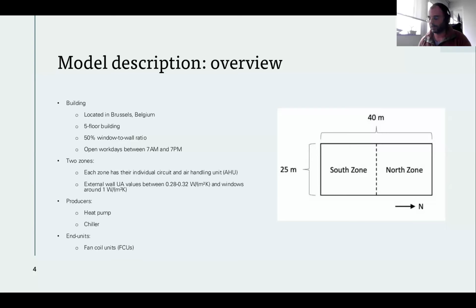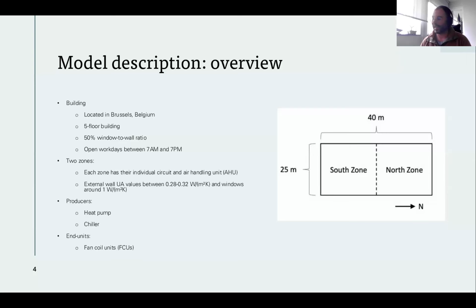We divided the building into two zones, one pointing towards the north, one pointing towards the south. As producers, we use a heat pump and a chiller, and the end units, or the emission systems, are ventiloconvectors, also called fan coil units. And in the documentation, you will get everything that you need from the building, like wall compositions, occupancy profiles, performance maps of the heat pumps, nominal powers.